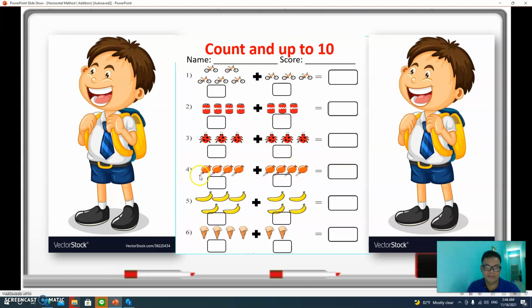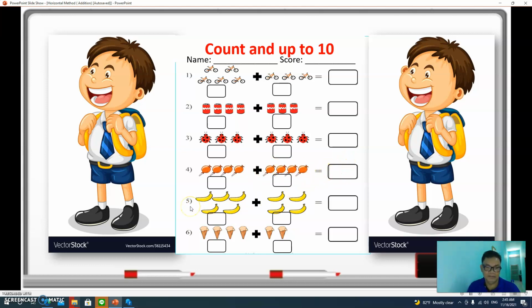Next, number 4. What is it? It is a bird. How many birds are there? 1, 2, 3, 4. You're going to write 4 plus 1, 2, 3, 4. 4 plus 4 equals 1, 2, 3, 4, 5, 6, 7, 8. So you're going to write 8.